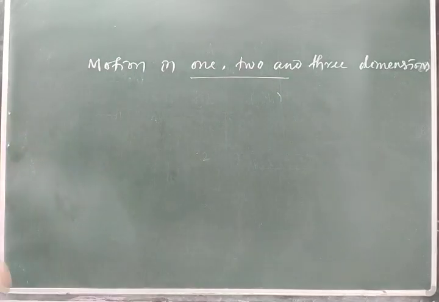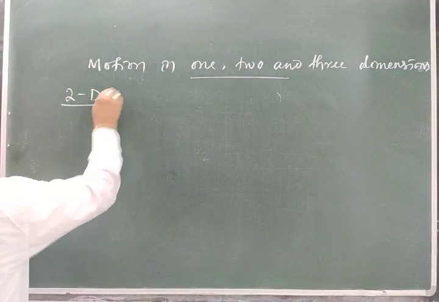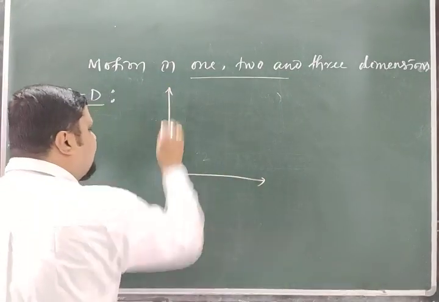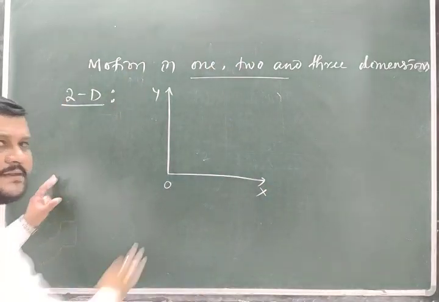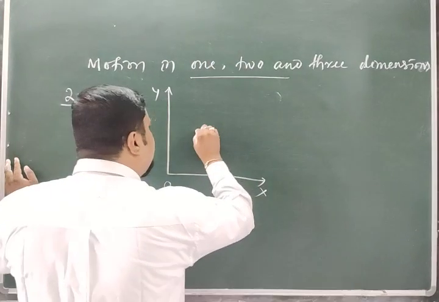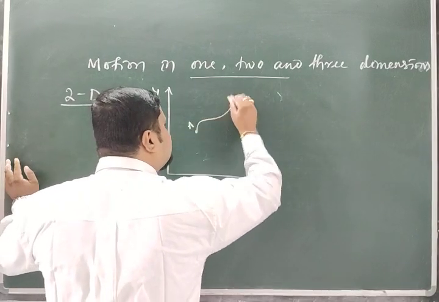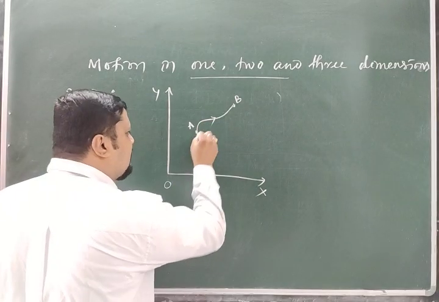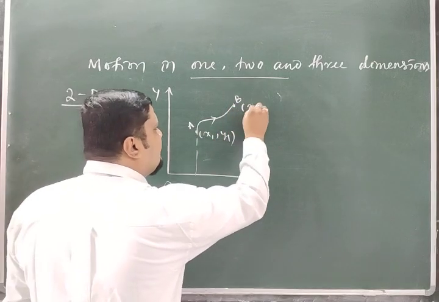In two-dimensional motion, the body moves in a plane. This is the board, this is the plane. On this plane, the body moves from A to B along a path like this. So to locate position A, what coordinates are required here? x1, y1. When it goes to B, what are the coordinates?